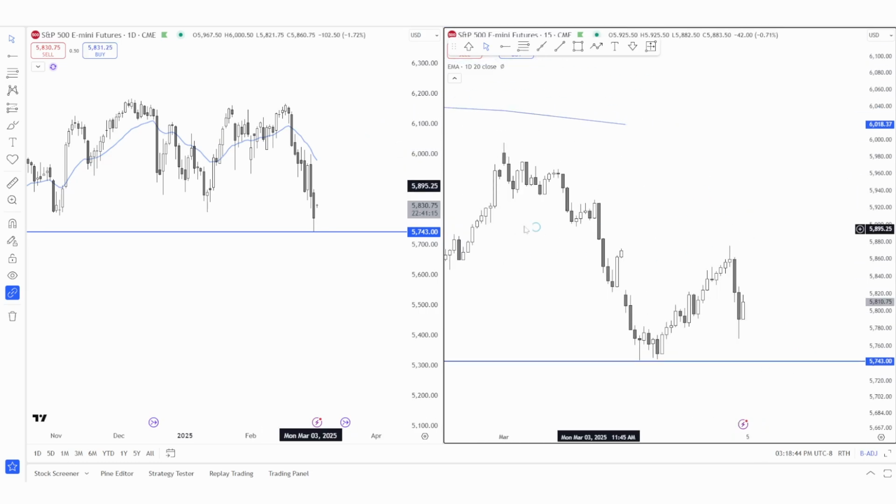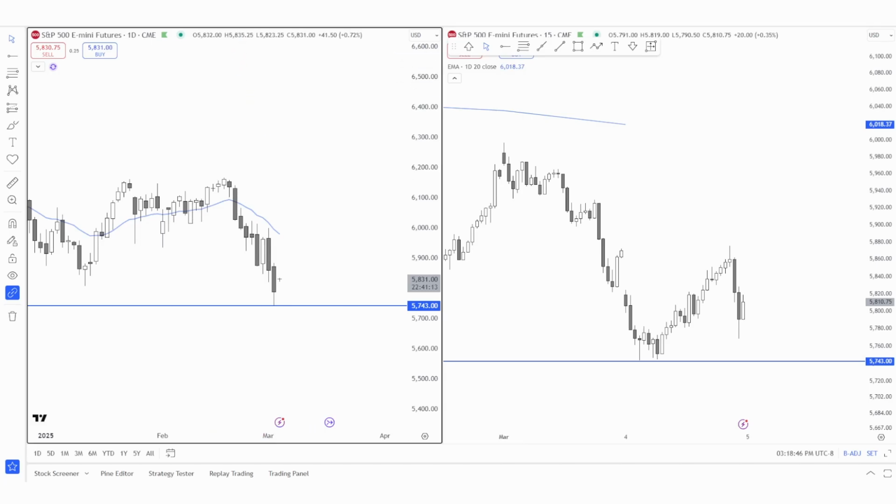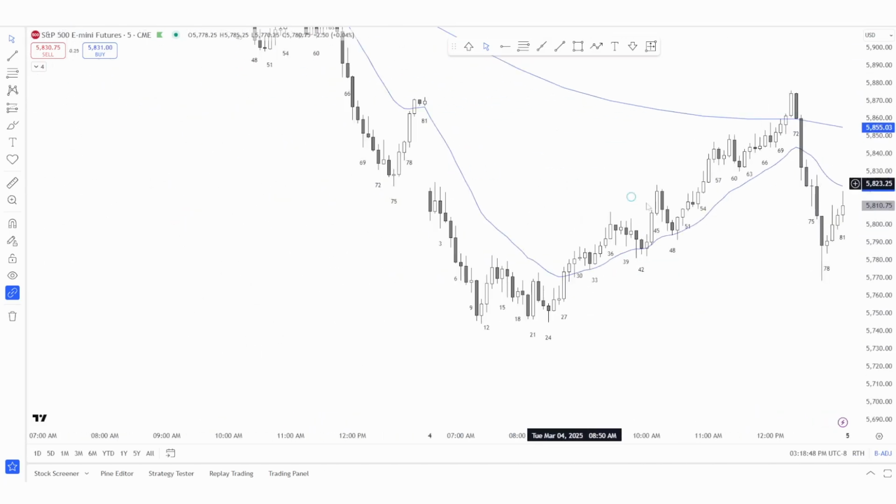So those are 3 types of trend line breaks, but I've been babbling long enough. Let's do the breakdown.